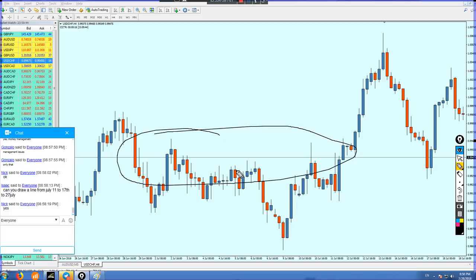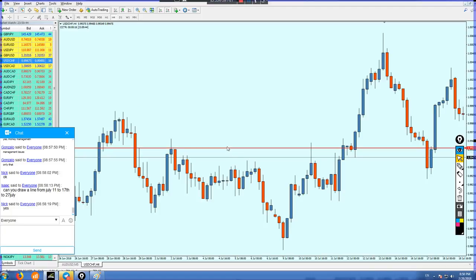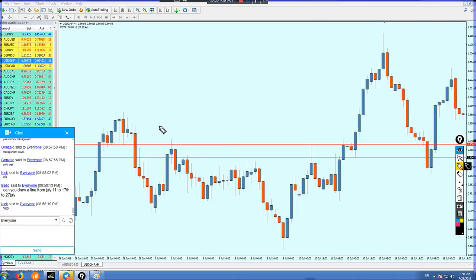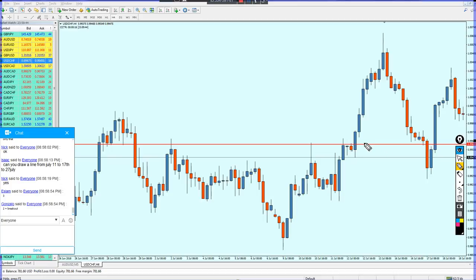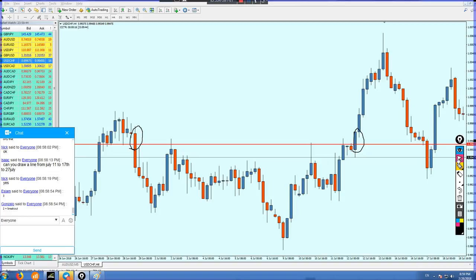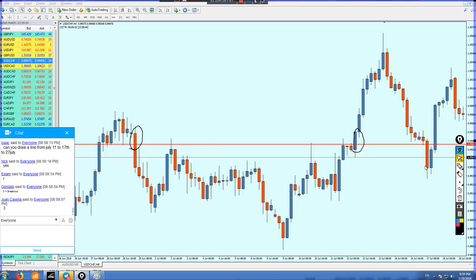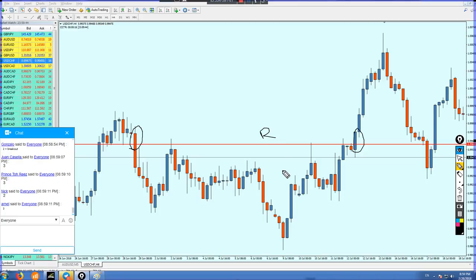On this resistance here, how many attempts do we see at this level? Or no, wait. Let's say, okay, this level. How many attempts do you see on the resistance? So this is a breakout. This is another breakout. So how many attempts do we see in between these two breakouts on this resistance line? Only three? Only three.